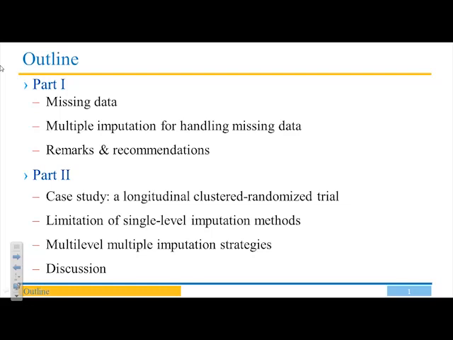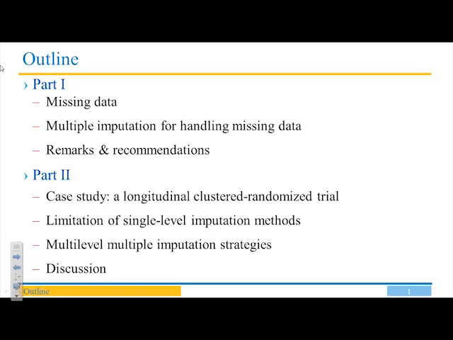And I will finish up the first part of my presentation by making some recommendations regarding the documentation and reporting of missing data in research, and also the multiple imputation procedure. And we'll highlight some important aspects regarding the imputation process that we need to consider and report in our research, and be clear about that in order to allow someone else to replicate our analysis.